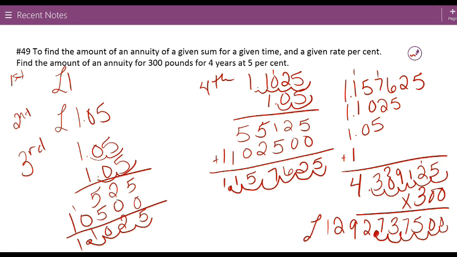So in 4 years at 5% with an annuity of £300, it's going to end up being 1,292 pounds with then our decimal. Now, again, that 300 pounds is getting paid every year, so 1,200 of that is really just the annuity payment, and then the 92 pounds and all the decimals, that is what comes from the compound interest.